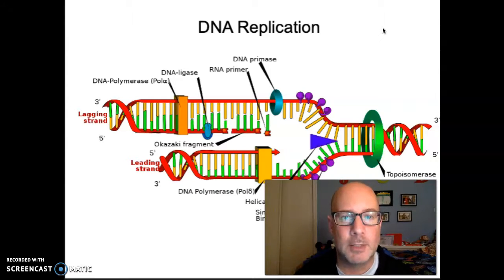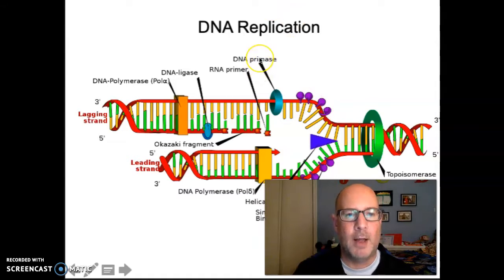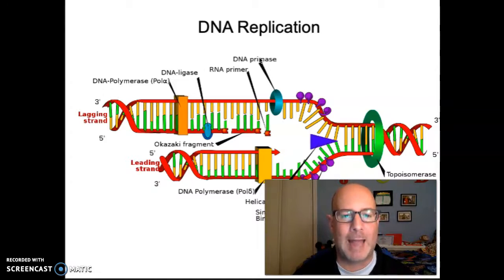A couple other players that you would need to know for DNA replication. One is this green enzyme right here. That's topoisomerase, and that enzyme flattens out the DNA so that it can be split apart. You should know that DNA primase is an enzyme that lays down an RNA primer that tells DNA polymerase where to start adding the bases for DNA. DNA ligase seals it on up. The Okazaki fragments are only found on the lagging strand where DNA polymerase is moving away from the replication fork, which is away from the enzyme helicase.